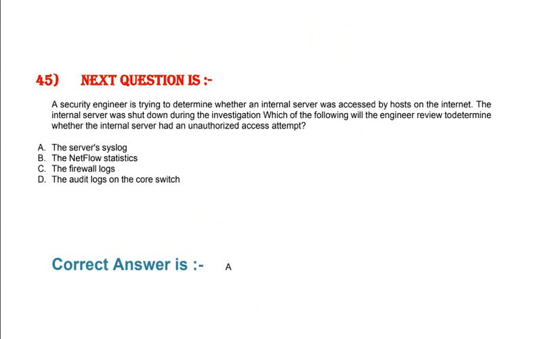Our question is, a security engineer is trying to determine whether an internal server was accessed by a host on the internet. The internal server was shut down during the investigation. Which of the following will the engineer review to determine whether the internal server had an unauthorized access attempt? Option A, the server's syslog. Option B, the net flow statistics. Option C, the firewall logs. Option D, the audit logs on the core switch. Correct answer is option A.